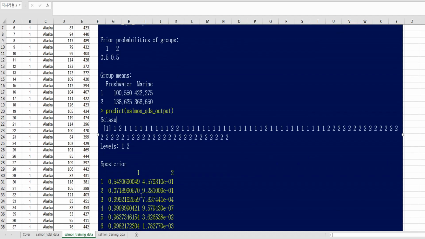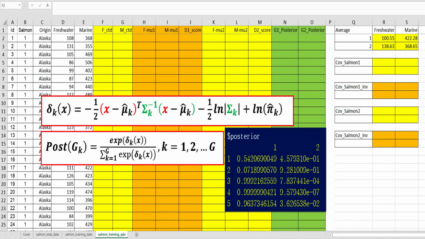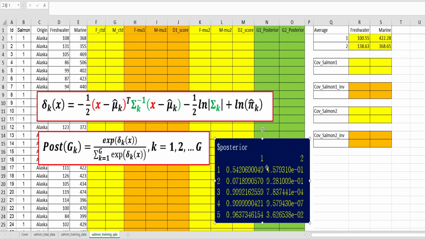So I want to show you how to calculate this posterior probability in Excel. Okay, let's move on. In order to calculate posterior probability, we need to calculate delta x, and based on this delta x, we can calculate posterior probability by using this formula. The meaning of K is group number. So there are two groups, 1 and 2. So in this case, we can think of K equals 1 and K equals 2 for each group means.